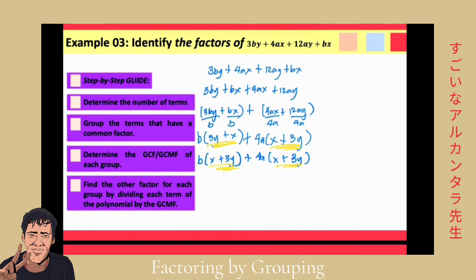Now that we can see that they both have x plus 3y in common, let's factor that out. X plus 3y, then you have times the quantity b plus 4a. And that's it. That's how you get your answer here. It's just the GCF. That's it.